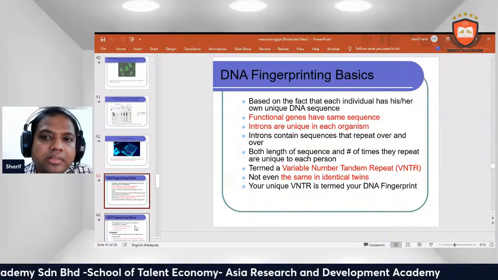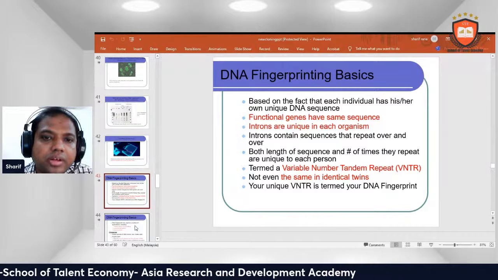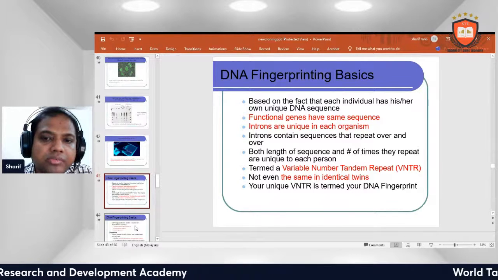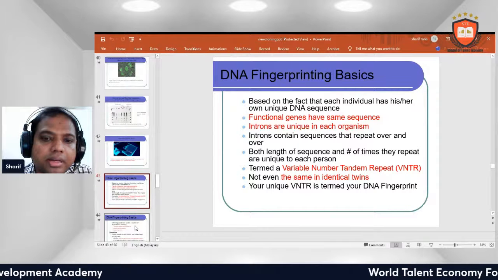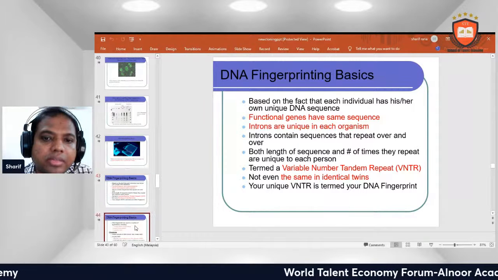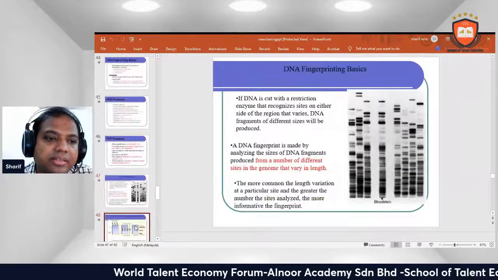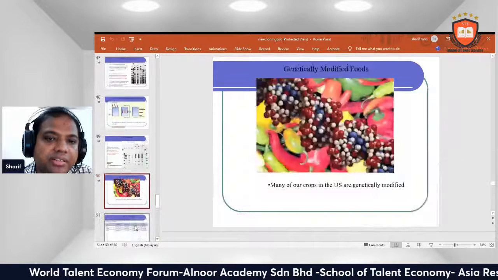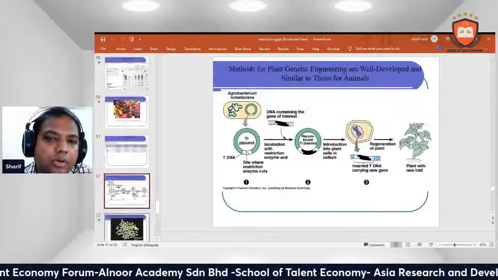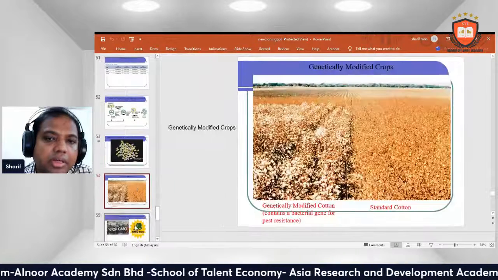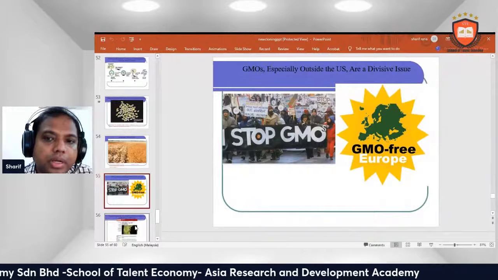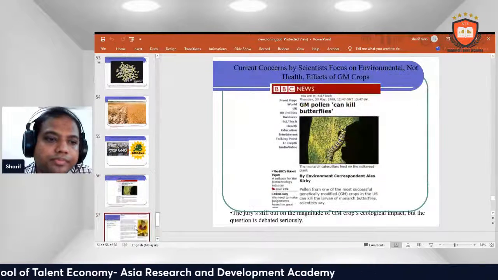Based on the fact that each individual has his or her own unique DNA, functional genes, introns are unique, intron content, sequence, both lengths of sequence and repeat numbers, the variation number are not even the same in identical twins. So this is the very basic questions about genetic engineering, and if we can follow this genetic engineering process, we can grow GMO-free Europe.